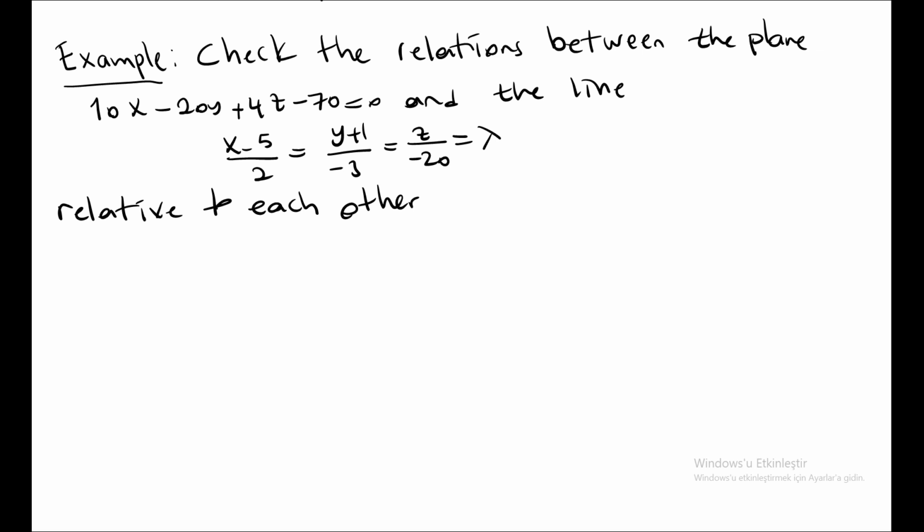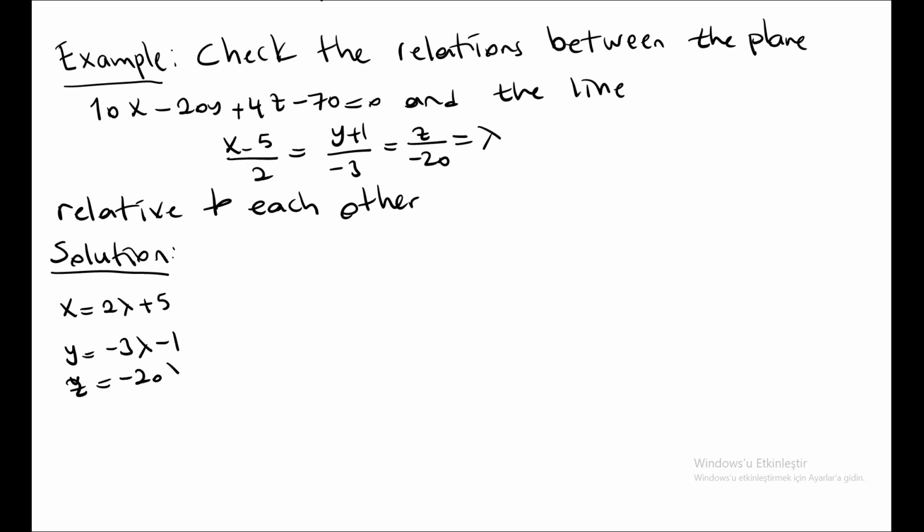Check the relations between the plane 10 times x minus 20 times y plus 4 times z minus 70 equals 0, and the line (x minus 5) over 2, (y plus 1) over negative 3, z over negative 20 equals lambda. So check this one. So now I will give two solutions here. The first one, like we did before. So first find that x becomes 2 times lambda plus 5, y becomes 3 times lambda minus 1, and z becomes negative 20 times lambda.